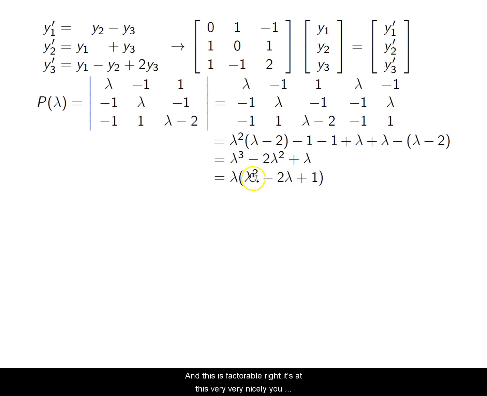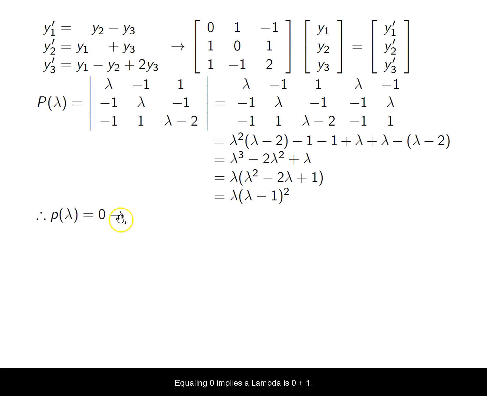And this is factorable, right? It factors very, very nicely. You don't have to do your rational zeros theorem or synthetic division or any crazy thing or quadratic formula. This factors nicely to lambda times lambda minus 1 squared. Okay, so we have our zeros. My characteristic polynomial equaling 0 implies that lambda is 0 and 1 with an algebraic multiplicity of 2. So I have 2 1s here.